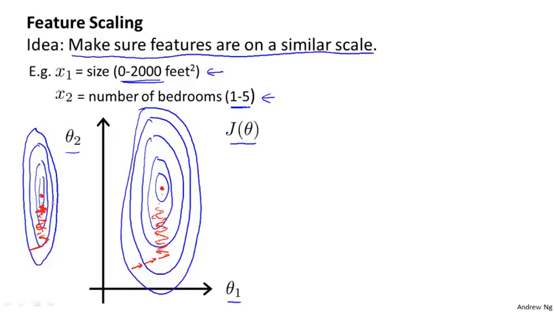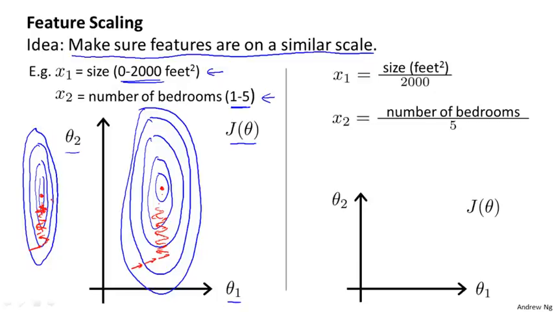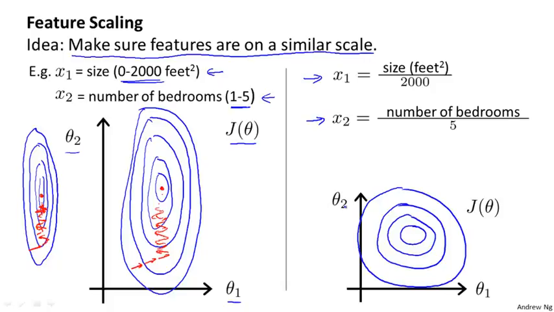In these settings, a useful thing to do is to scale the features. Concretely, if you instead define the feature x1 to be the size of the house divided by 2000, and define x2 to be the number of bedrooms divided by 5, then the contours of the cost function J can become much less skewed, so that the contours may look more like circles.